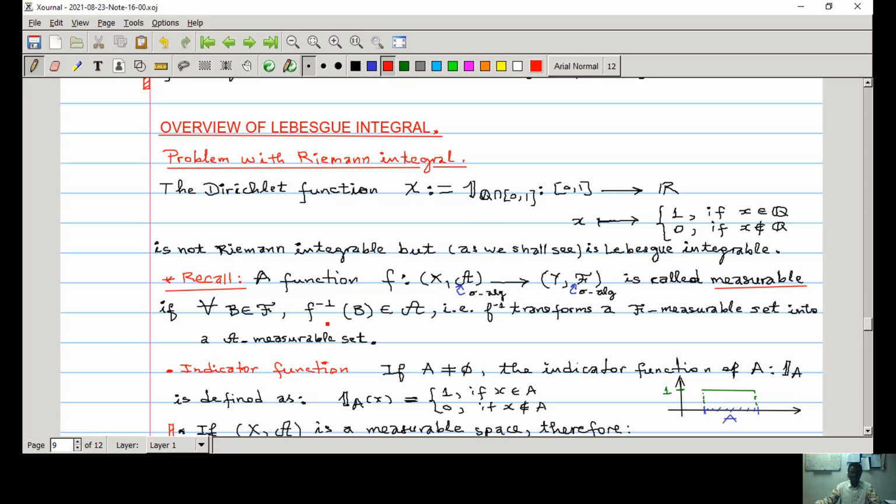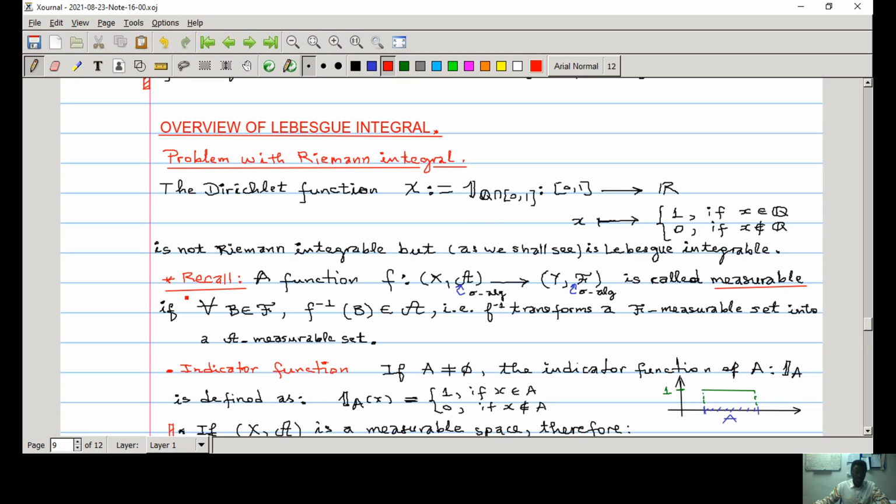Okay, now we're going to recall what is a measurable function. We know for a function f defined from X to Y, where X is endowed with a sigma algebra A and Y is endowed with a sigma algebra F, f is said to be measurable if for any measurable set B in F, that is in the range, the preimage of B is a measurable set, an element of A, that is A measurable. So this is important to recall.